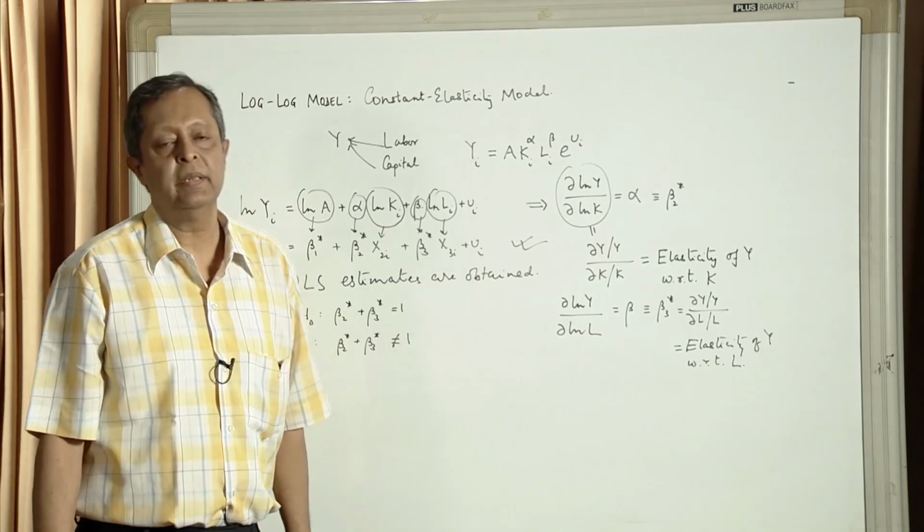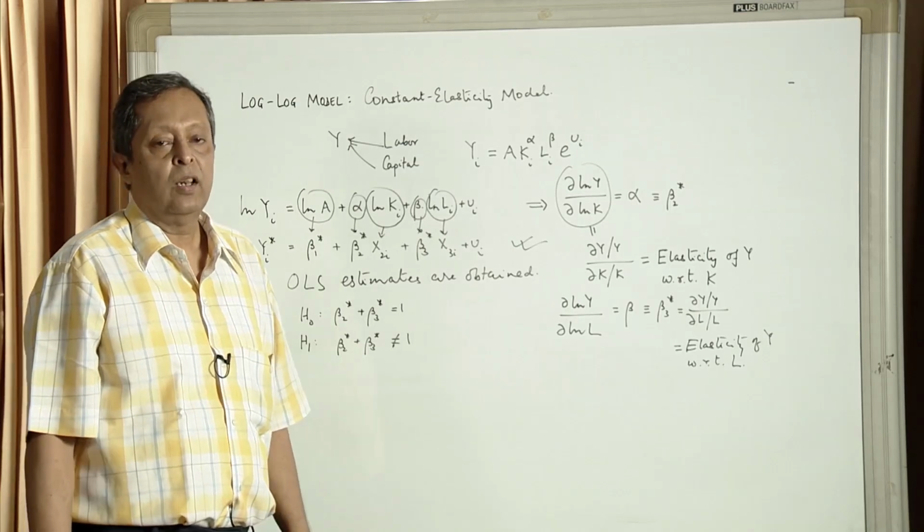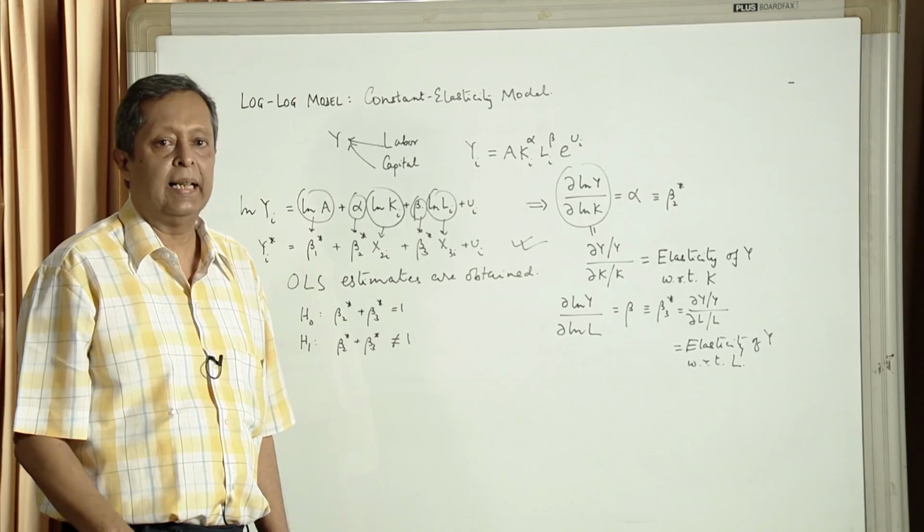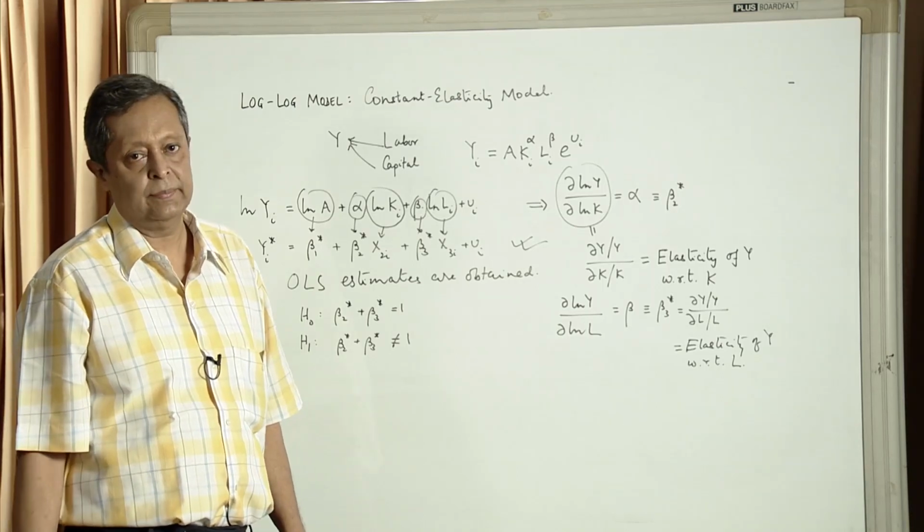The next example that we will take is log lin, that means logarithm on the left hand side and linear on the right hand side.